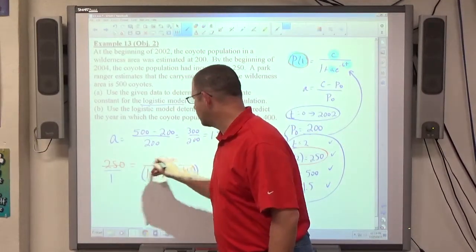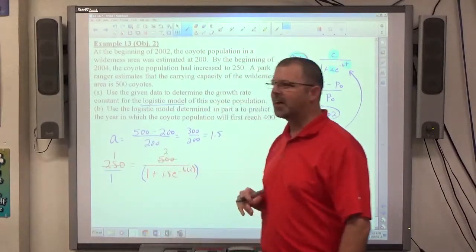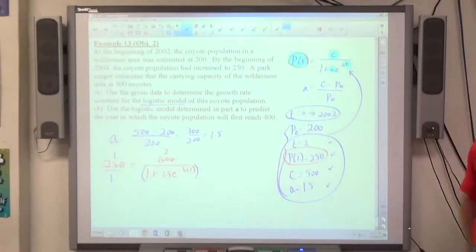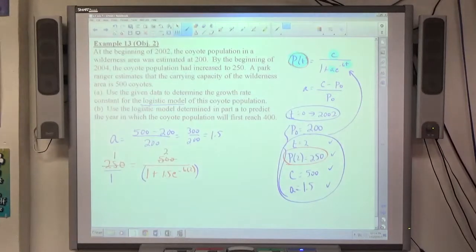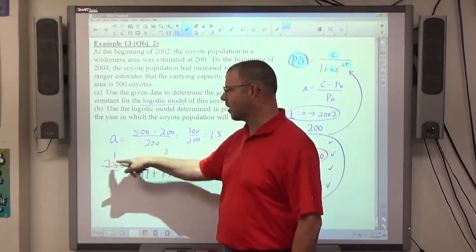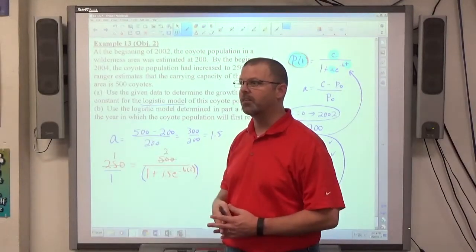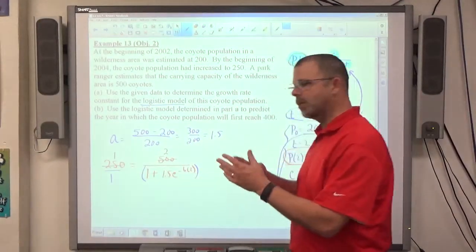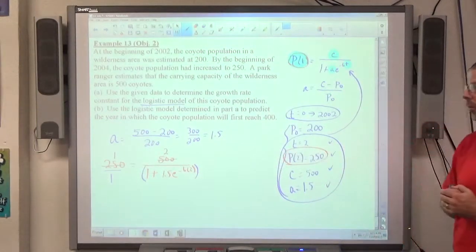250 and 500 reduced down to 1 and 2. That doesn't happen all the time, but it happens often enough you should look for it. Even if you can't get it down to a 1, if this was, let's say, 400 and that was 500, make it 4 and 5, that's better than 400 and 500, right? So the fact that we have the ability to reduce it is worth doing.